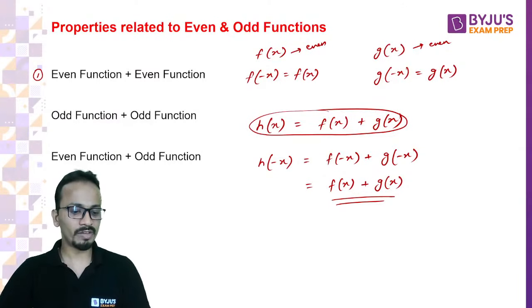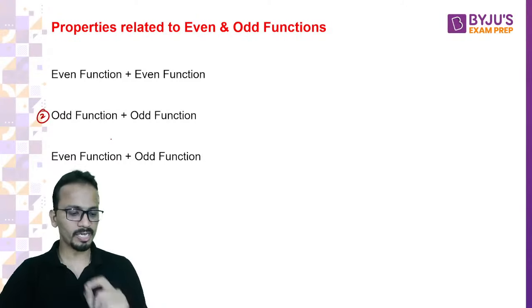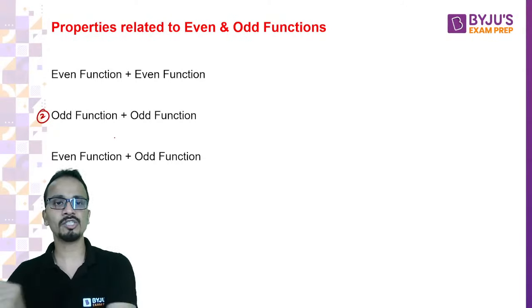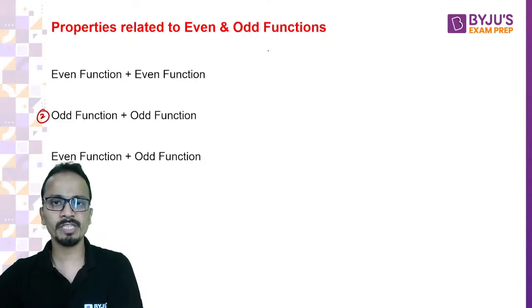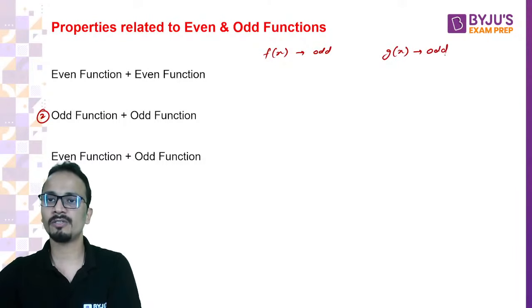So I am erasing whatever is there on the screen and look at the second one. If I add two odd functions, okay, so now all of you may write your answer. So the sum of two odd functions, what will be the result? Meanwhile, I'll solve it. So again, I'll consider two functions, fx, which is an odd function, also gx, which is again an odd function. All right.